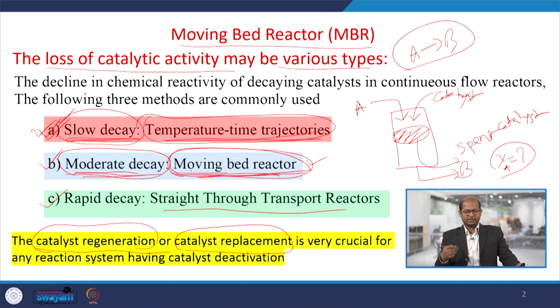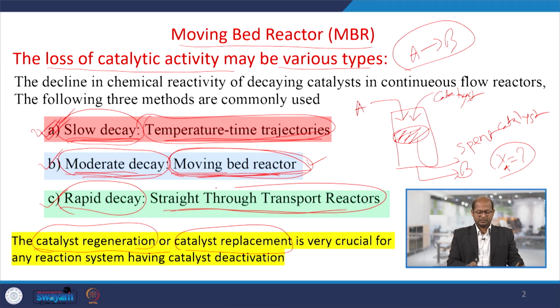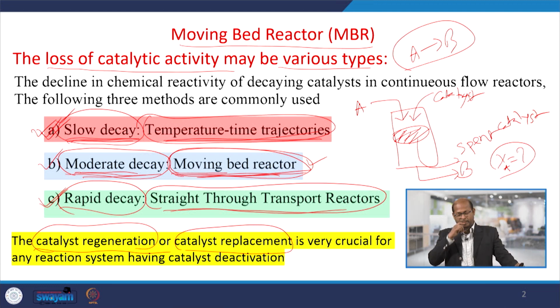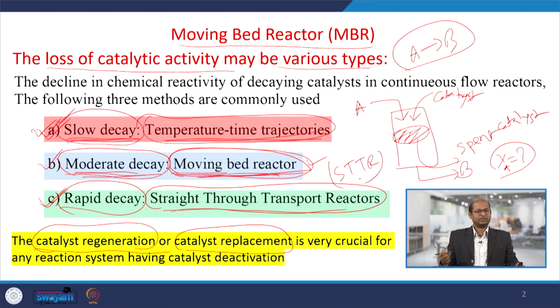In the next class we will discuss the case where rapid catalyst deactivation is there. In this case the straight through transport reactor, STTR, is useful, so we will study that reactor and how to design it. In that case also catalyst deactivation is there, but we will develop the design equations, and by considering numerical problems we can solve them.